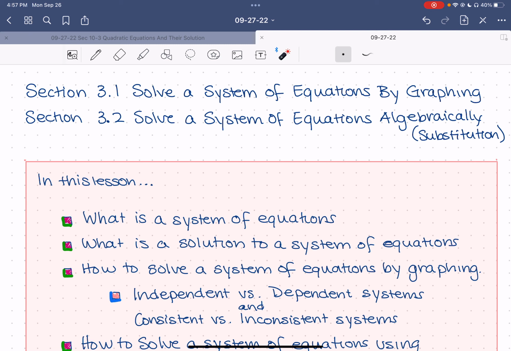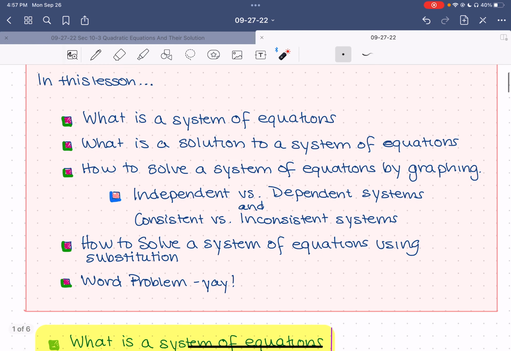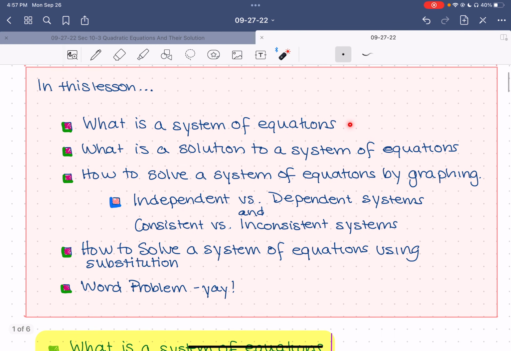But anyway, with that said, we are covering 1.5 sections today. We're actually going to only do half of section 3.2. So what are we going to look at in this lesson? We are going to look at what a system of equations is, and then what it means to be a solution to a system of equations. And then we're going to look at two methods for solving. One is by graphing, and one is by substitution. We're also going to take a look at some vocabulary words, and we'll end with a word problem, everybody's favorite.